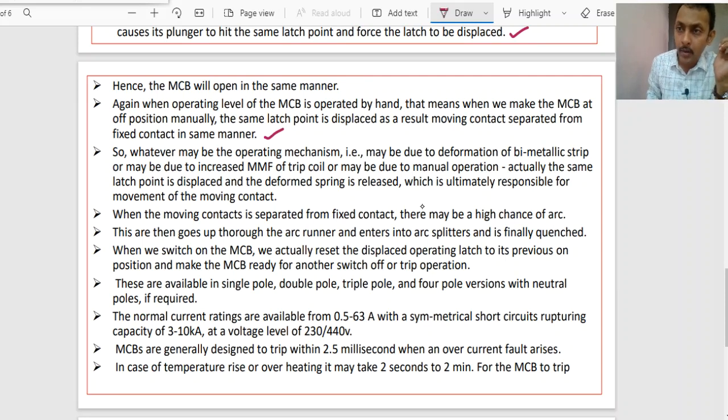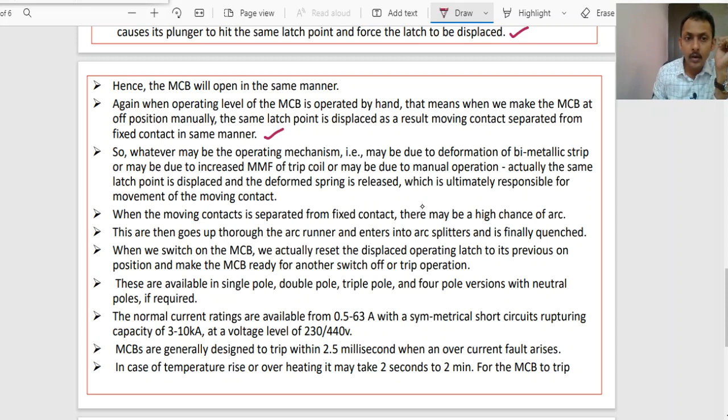Not only during an abnormal condition, but also for the sake of maintenance or some other purposes, if you want to break the circuit, or if you want to make it off, you can operate it manually also.